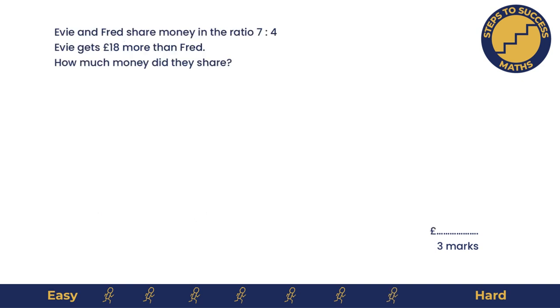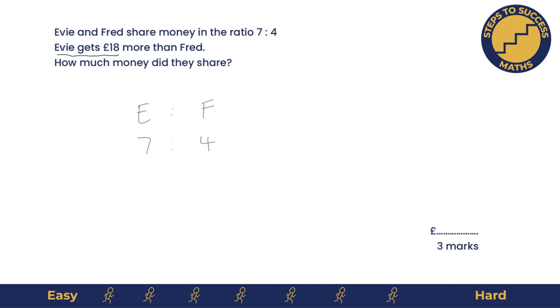So our answer is 90 metres. Evie and Fred share money in the ratio 7:4. Evie gets £18 more than Fred. How much money did they share? So this is quite a tricky little question. We start in the same way. We've got Evie and Fred, ratio 7:4. But we don't have anything to share. We just know that Evie gets £18 more than Fred. So working out a total at the moment isn't going to help us.